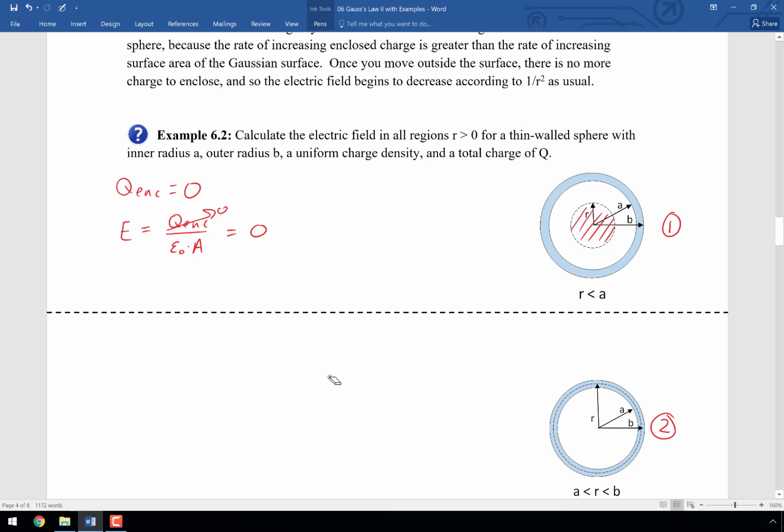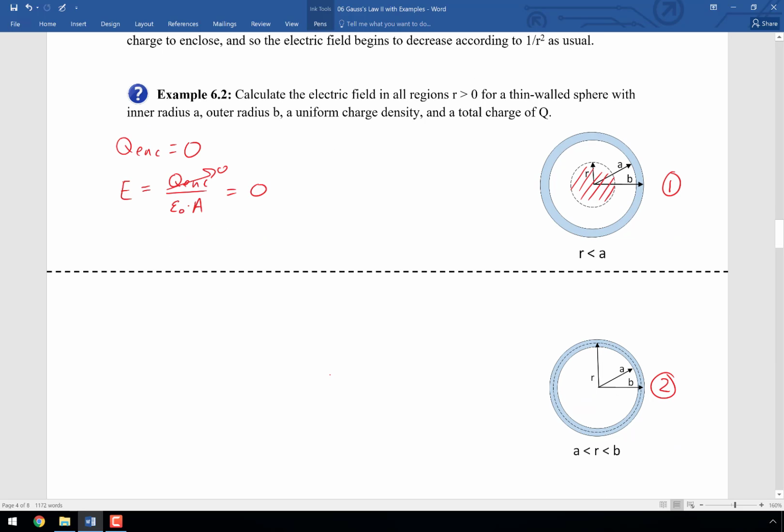So inside the inner wall of the hollow sphere, the electric field is 0 everywhere, at every point. It doesn't matter whether you're here or right at the very center, it's 0 at all points.